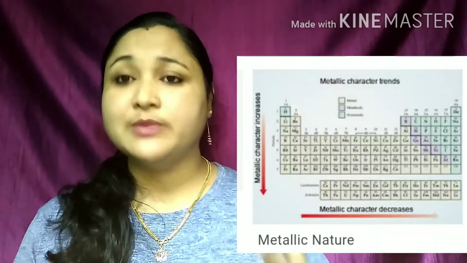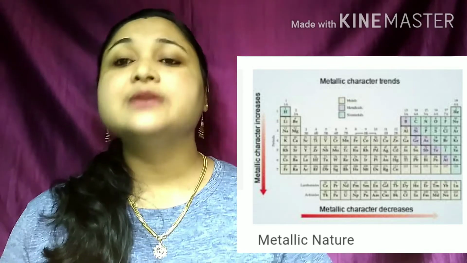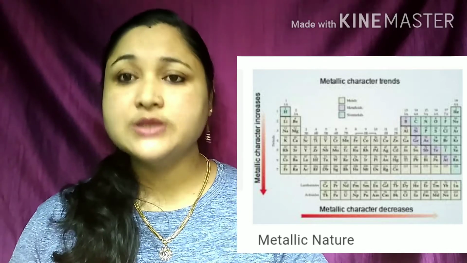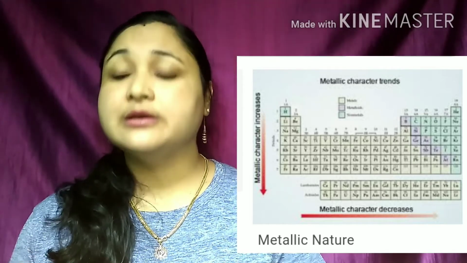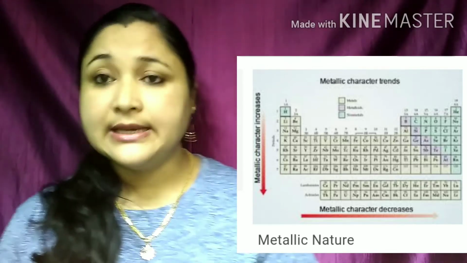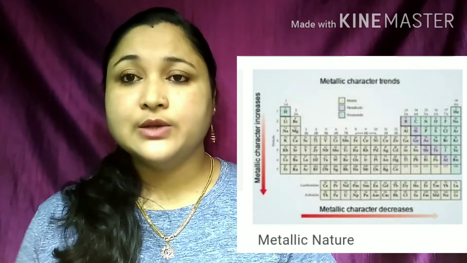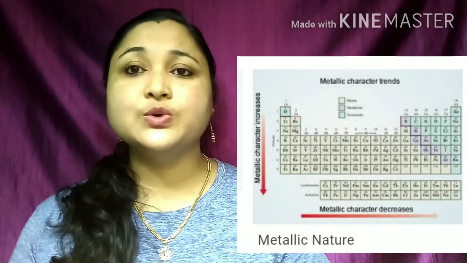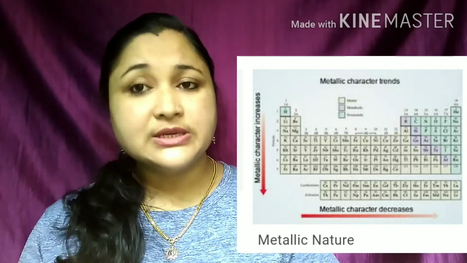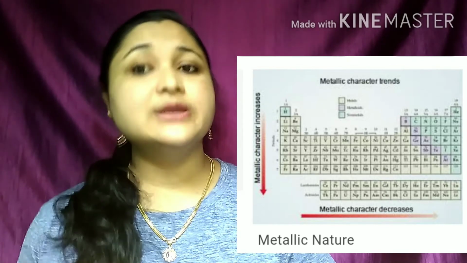So what is the trend we see across the period and down the group? Now when we move across the period from left to right, we see there is a decrease in the metallic character, because again the atomic size goes on decreasing, and it becomes harder for the electrons to be lost. So we see the metallic character goes on decreasing and the non-metallic character goes on increasing.